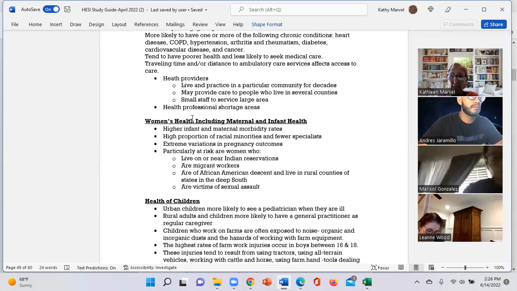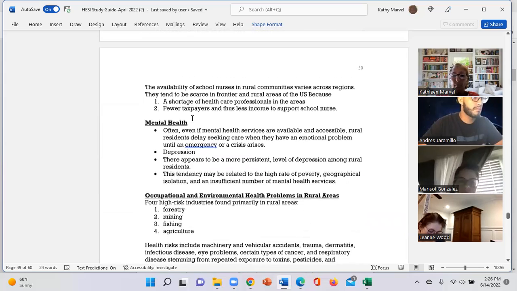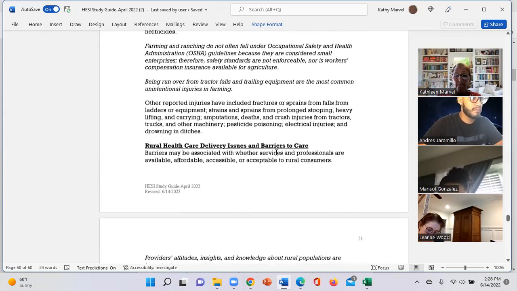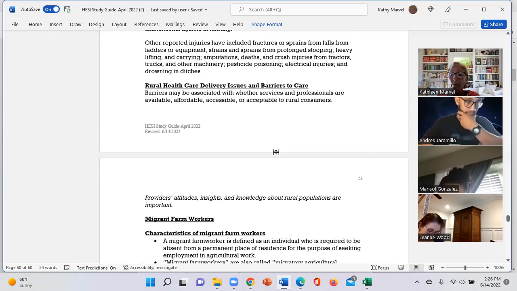This is what this whole section is about. Okay, it's about the rural healthcare system, health of children, mental health in the rural areas. And then we talked about occupational environmental health in the rural areas. So again, this should be familiar information to you. And if it's not, go back and listen to the recordings of those weeks because it was covered. Okay. What are rural healthcare delivery issues and barriers?